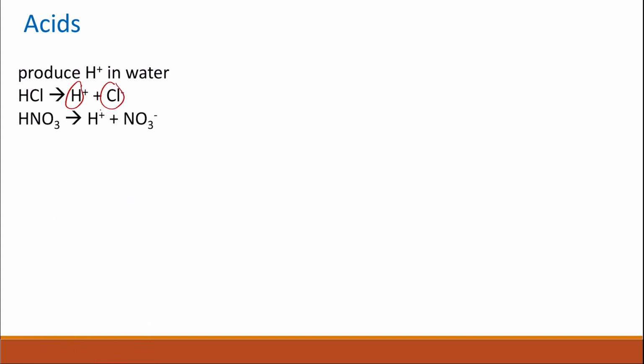So let's focus now on acids and see what the different types of acids are. As we said, acids will produce hydrogen ions in water. Some examples: hydrochloric acid will give you hydrogen ion and chloride ion, nitric acid, hydrogen ion and nitrate anion, and sulfuric acid will give you the hydrogen ion and the sulfate anion.